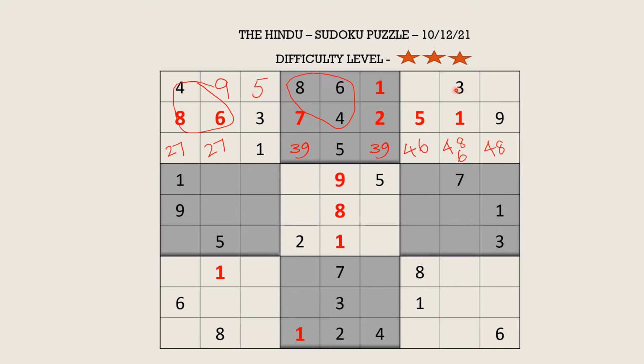That leaves only two empty cells in this row. The missing numbers are 2 and 7. So again we get a 2, 7 pair. So let's mark it with 2, 7.